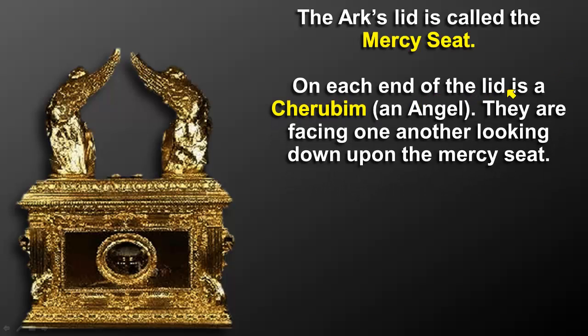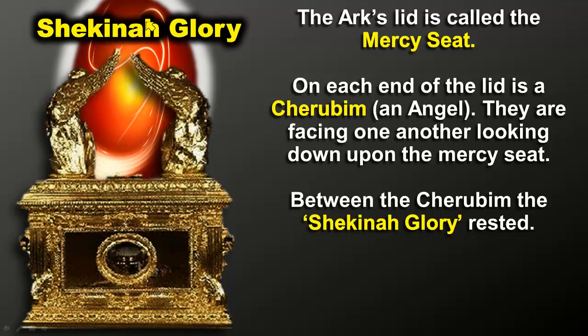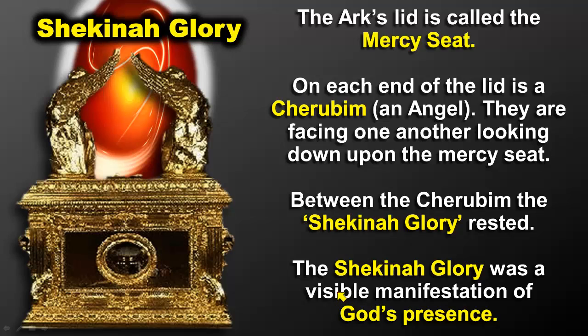And on each end of the lid is a cherubim, or an angel. This is two angels, and they're facing one another, looking down upon the mercy seat. And in between the cherubim is the Shekinah glory. This is the presence of God. God has actually shown himself in this room. So it's the visible manifestation of God's presence.